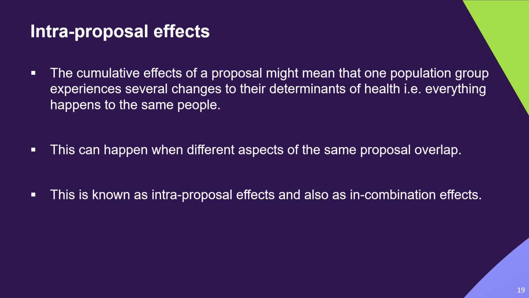There are two types of cumulative effects, intra-proposal and inter-proposal, and we'll talk about intra-proposal effects first of all. The cumulative effects of a proposal might mean that one population group experiences several changes to their determinants of health, or as we said in less technical language, everything happens to the same people. This can happen when different aspects of the same proposal overlap and is known as intra-proposal effects, or also known as in-combination effects. For example, a community living close to a construction site may experience increased noise due to the construction site activities as well as congestion on the local road network due to construction vehicles.